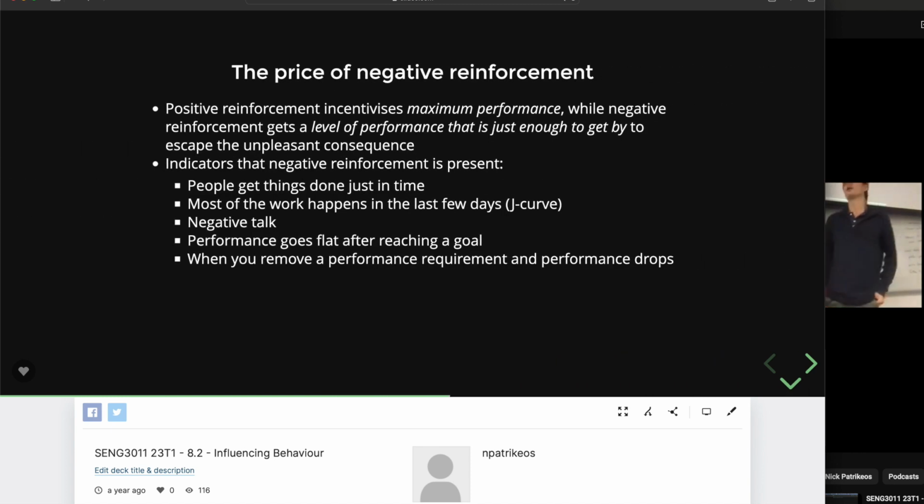So, okay, great. There's all these forms of reinforcement. We want it to be positive, immediate, and certain, but why? Really, what is the price of using negative reinforcement? Can't I just be like the dictator that goes around like, no, don't do that, no, don't do that? You know, everyone's scared of me and that sort of thing. Let me take off my jumper and then I'll tell you. So, positive reinforcement incentivizes people to do maximum performance, whereas negative reinforcement just gets a level of performance that is enough to get by, to escape whatever you're trying to impose.